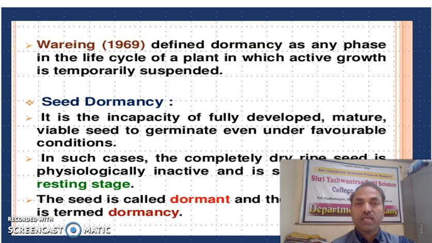Waring defined dormancy in 1969 as any phase in the life cycle of a plant in which active growth is temporarily suspended. Seed dormancy is the incapacity of a fully developed, mature, viable seed to germinate even under favorable conditions. In such cases, the completely dry ripe seed is physiologically inactive and is said to be in a resting phase. So the seed is called dormant and the phenomenon is termed dormancy.